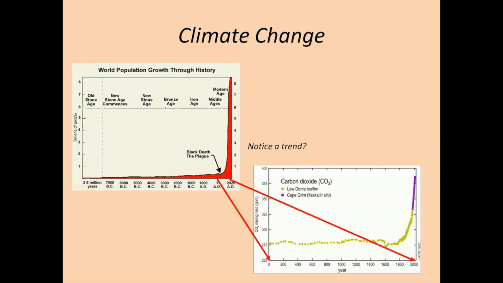Hopefully you recognize the same trend with the original graph we saw for the world population growth. If we could zoom in, we would see the same basic trend. When the world population begins to spike, so does the carbon dioxide concentration. This is a direct result of the Industrial Revolution.